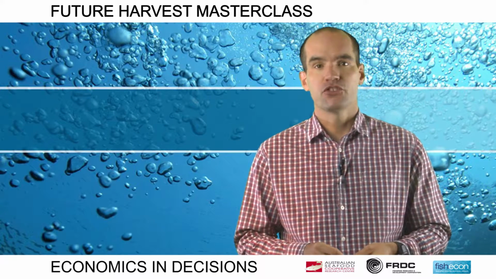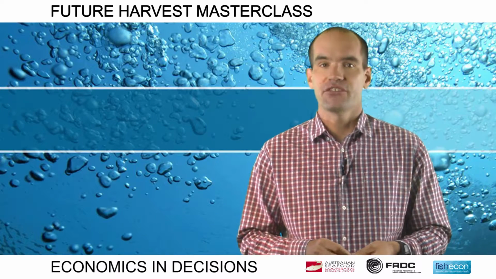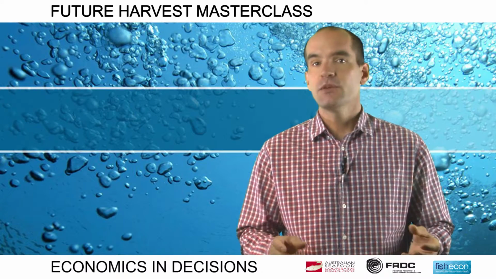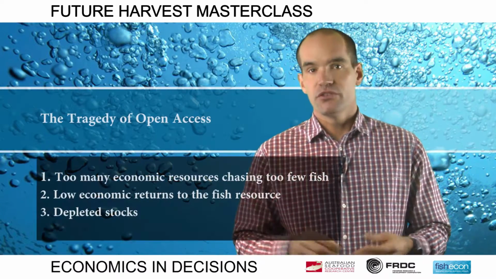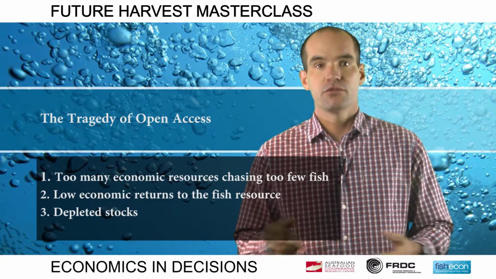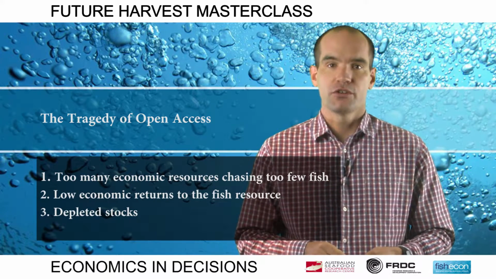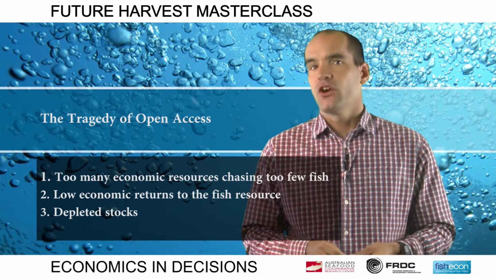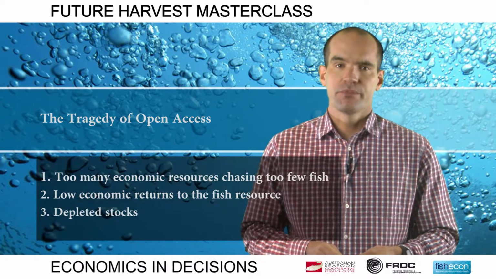Historically, common pool fish stocks have often been available or open for anyone to access as they wish. The results of open access are well known and have been observed in many fisheries. These results include too many resources, capital, materials, fuel, labour, chasing too few fish, with stocks sometimes driven to very low levels, and low economic returns. In essence, a wasteful race to fish, aptly dubbed the tragedy of open access.